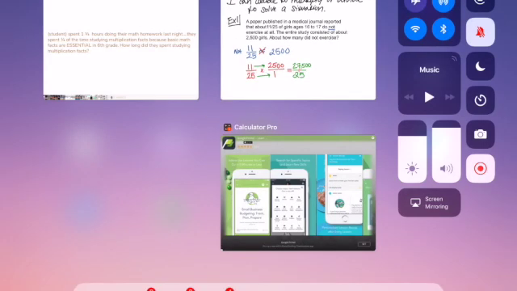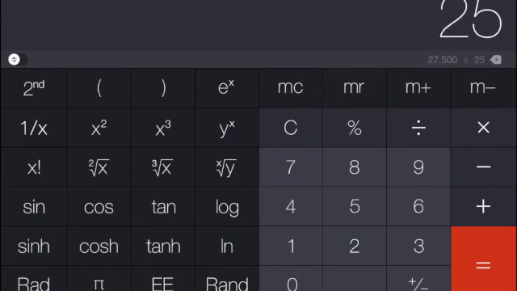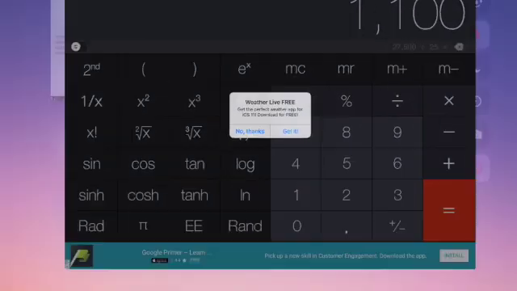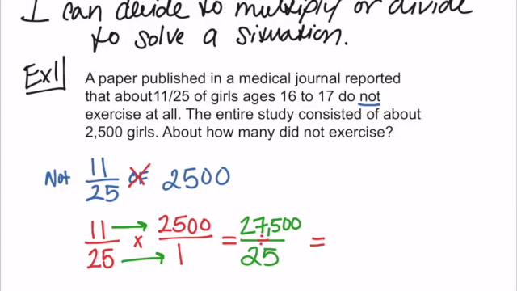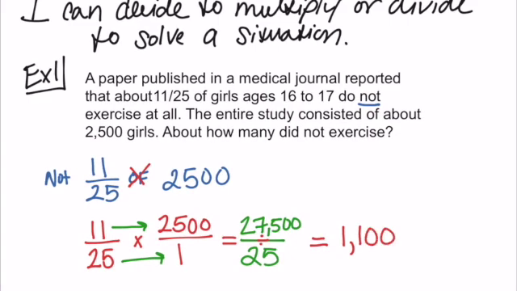And back to my cheating again. I'm going to go back to my calculator, and I'm going to take that number and, like we said, divide it by 25, 1,100. So when we get our final answer here, 1,000, what did I say, 100? 1,100, yep, 1,100. So since we have a word problem, our answer has to have some words with it. And the original question was about how many girls did not exercise. Well, 1,100 girls did not exercise.